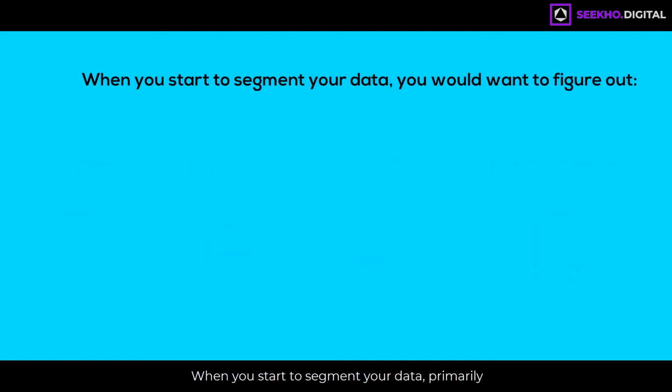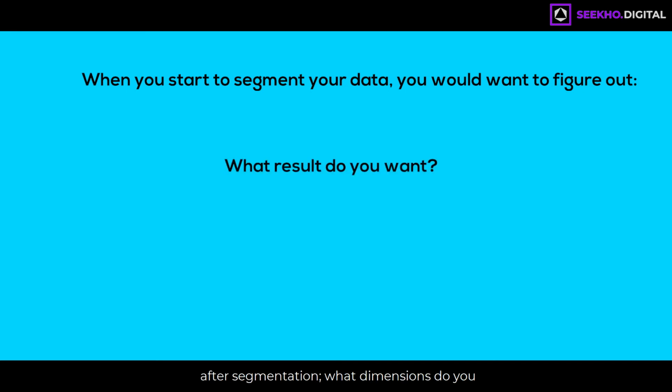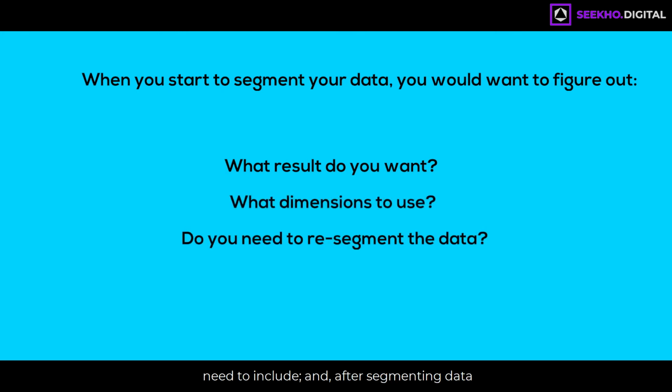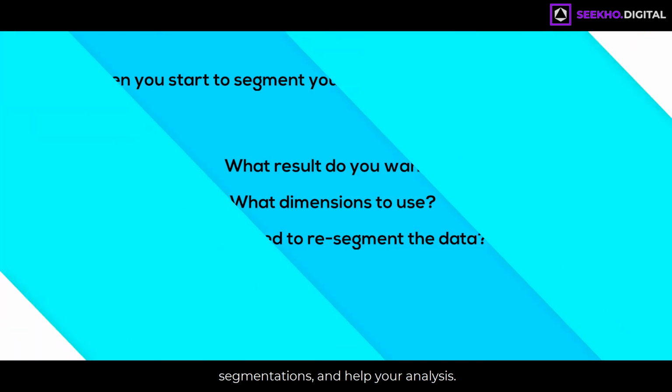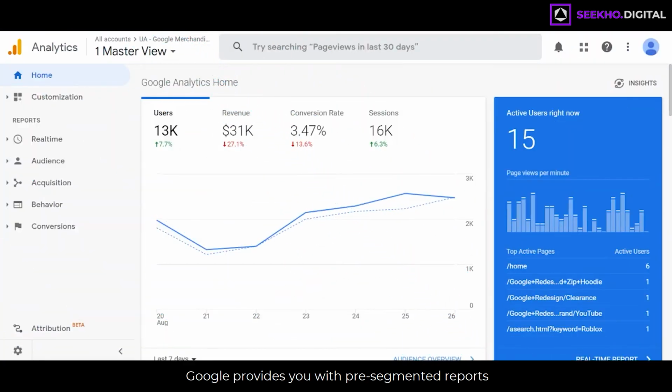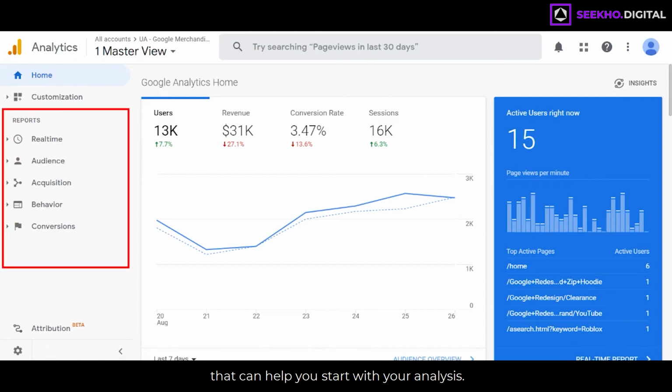When you start to segment your data, primarily you would want to figure out answers to questions like, what result do you want after segmentation? What dimensions do you need to include? And, after segmenting data once, would you need to segment it again? This will help you to create useful segmentations and help your analysis. Google provides you with pre-segmented reports that can help you start with your analysis. Once you understand what you want, you can start using custom segmentations.